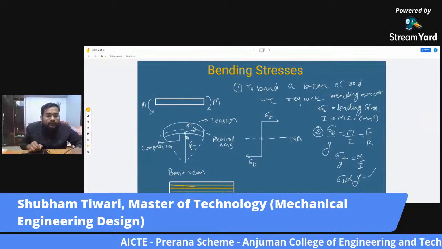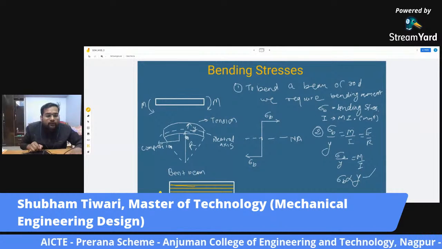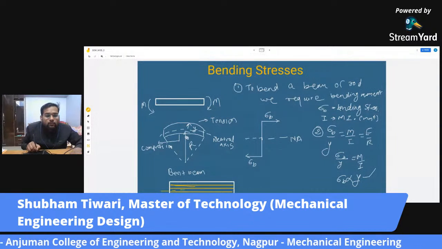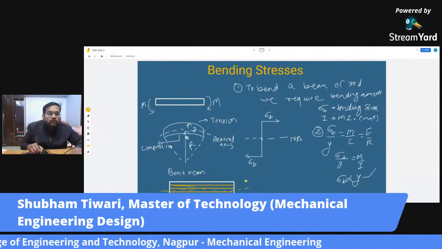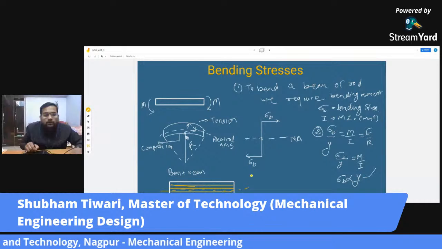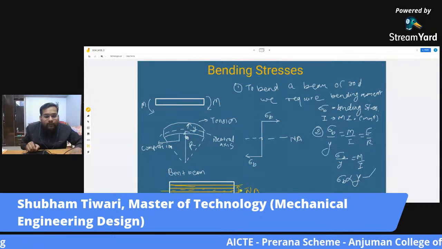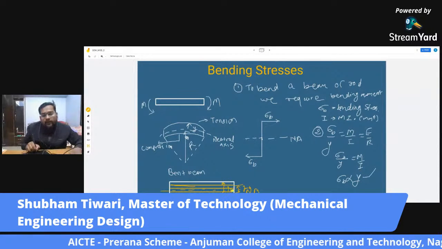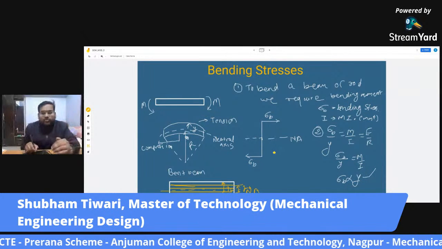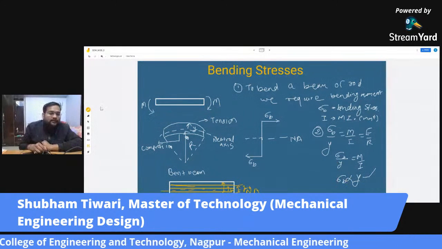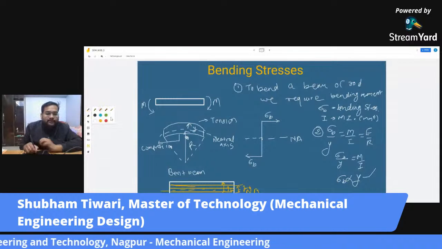These are layers, and this is our neutral axis. So each layer has a certain distance from the neutral axis, y, let's say y1, y2, etc. So as the distance from the neutral axis increases, the stress also increases. So let me now complete this diagram.